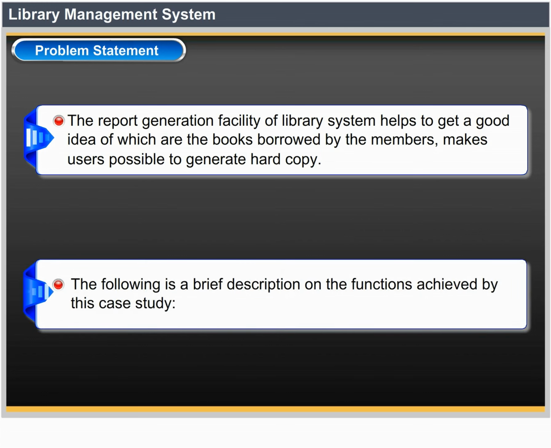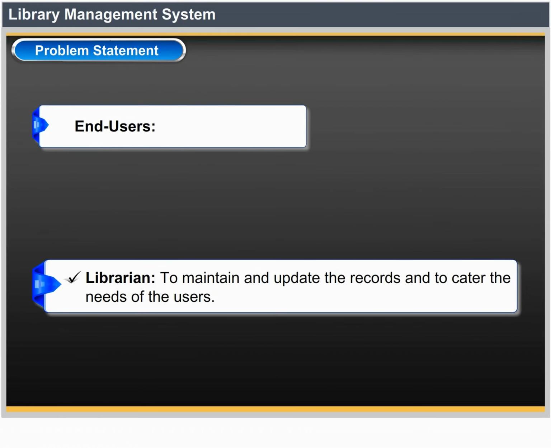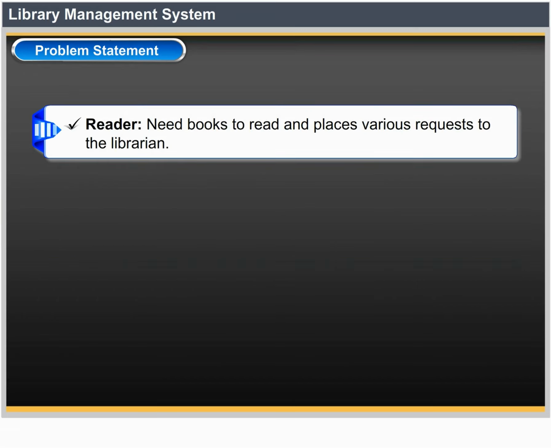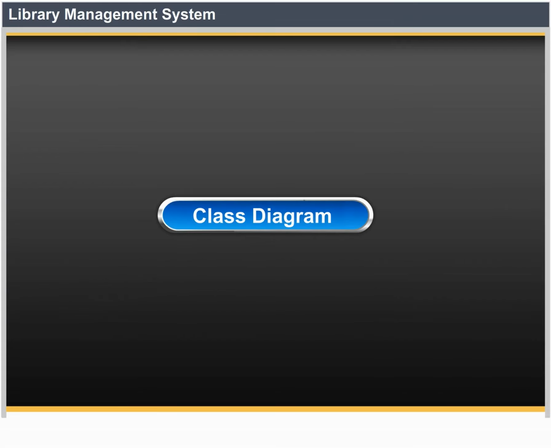The following is a brief description on the functions achieved by this case study. End users. Librarian, to maintain and update the records and to cater the needs of the users. Reader, need books to read and places various requests to the librarian. Vendor, to provide and meet the requirement of the prescribed books. Class diagram.